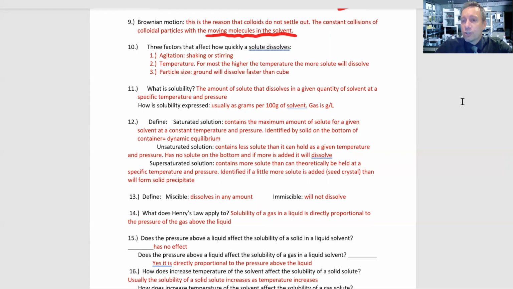Number 3, the particle size. So the finer the crystal particles, the quicker it'll dissolve. So that is a cube versus fine granules. Fine granules will dissolve much faster than a cube because it's a surface phenomenon. So if you have a cube, all the surface has to have contact and start to be split away rather than everything having contact at once.